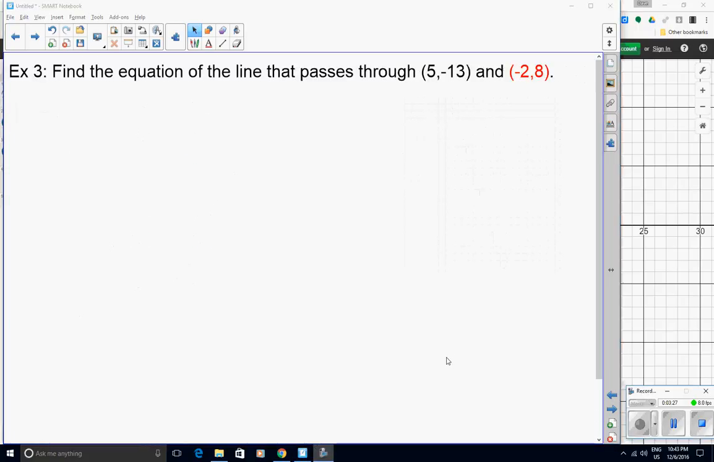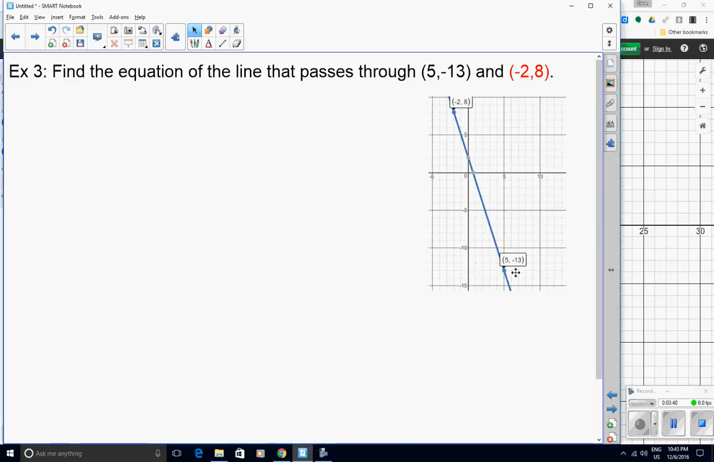Let's try another one. In this example, we're going to find the equation of a line that passes through 2 points. Those points, in this case, are (5, -13) and (-2, 8). Again, graphically, it looks like this. Here are the 2 points, (5, -13) and (-2, 8). We want to find the equation of this line. In this case, we don't know m, the slope, or b, the y-intercept. We do know 2 points, however, and we know that we can calculate the slope between 2 points by calculating the change in y over the change in x.